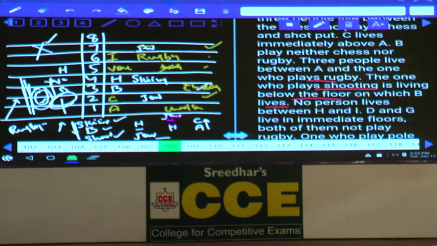Here also there are two possibilities. Javelin can be in this one. And the one who plays shooting is below this one. No person lives between H and I.